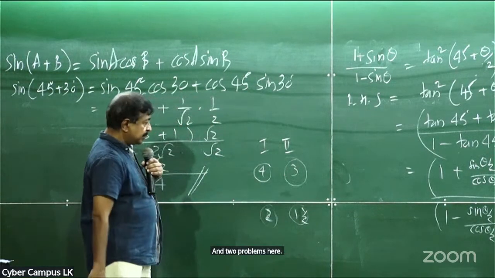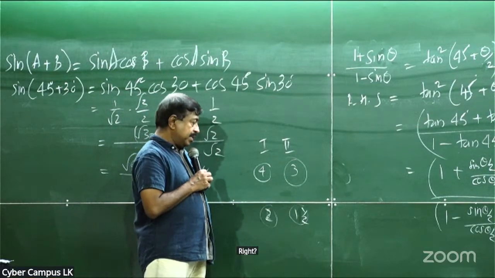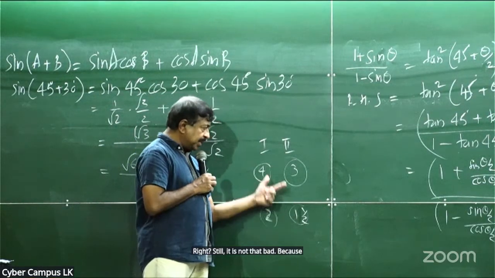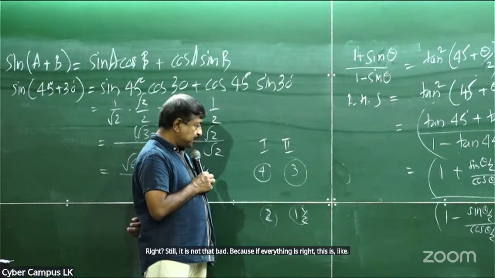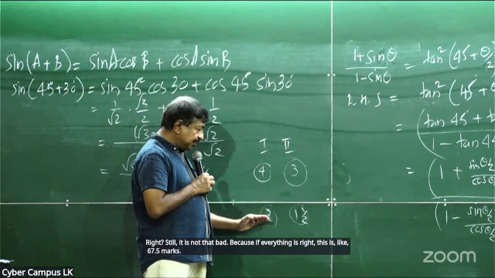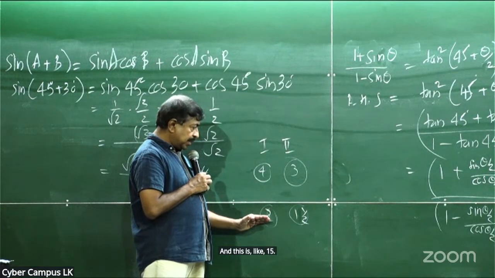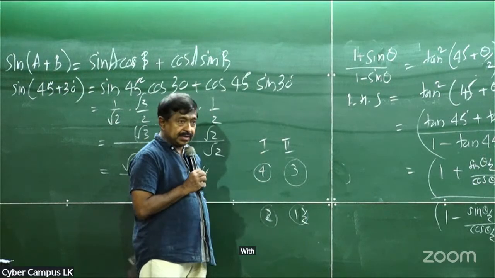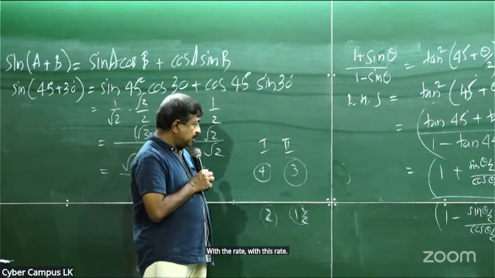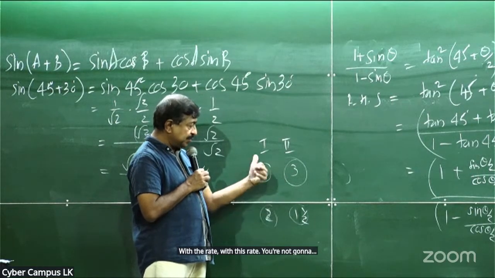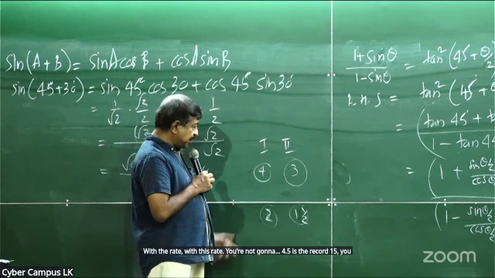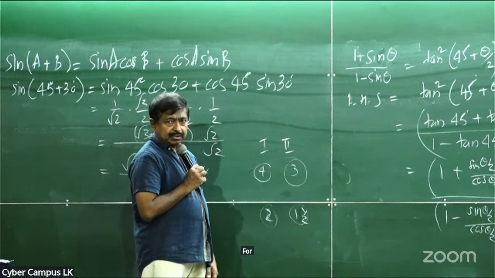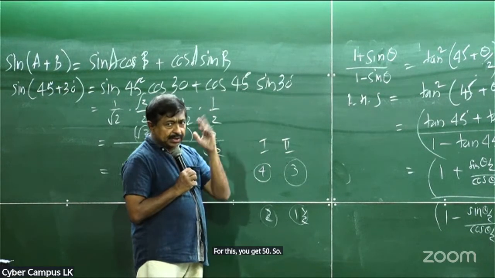Right? Still, it is not that bad. Because if everything is right, this is like 67.5 marks, and this is like 15. So you are heading to 82.5 with this rate. Then we get only 4.5, you get 15, you get 67.5. For this, you get 15. So you're heading towards 82.